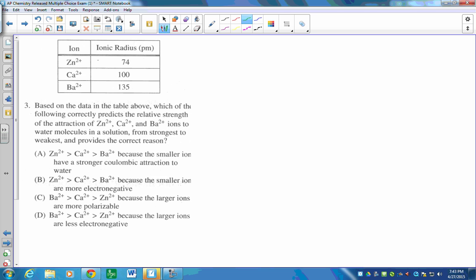All right, guys, I just got to tell you about this problem. Notice, charge, charge, charge. Okay, Zn plus 2, Ca plus 2, and Ba plus 2 are all alkaline earth metal ions. And you are going to drop them into water, and we want to know the relative strength of attraction. Now, I need you to know that zinc ions, calcium ions, and barium ions are all charged particles.